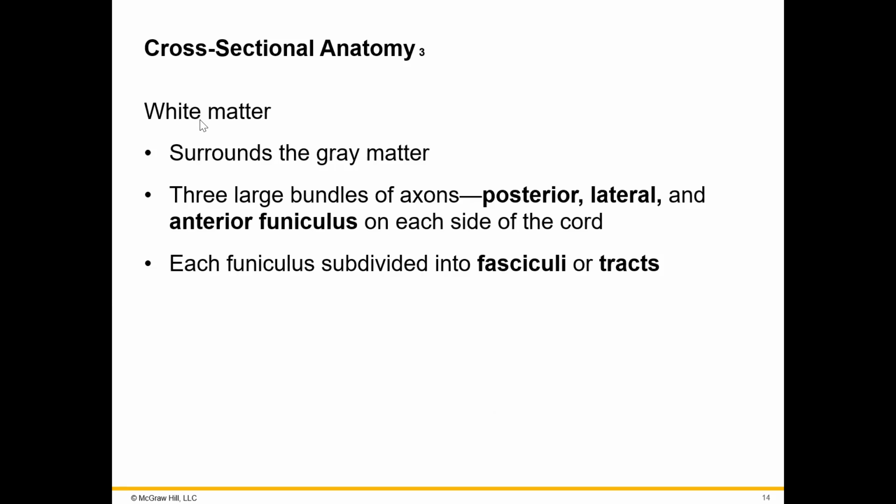So the white matter surrounds the gray matter, and there are three large bundles of axons. There is a posterior, lateral, and anterior funiculus on each side of the cord. Each funiculus is subdivided into fasciculi or tracts. So these tracts are bundles of nerves.